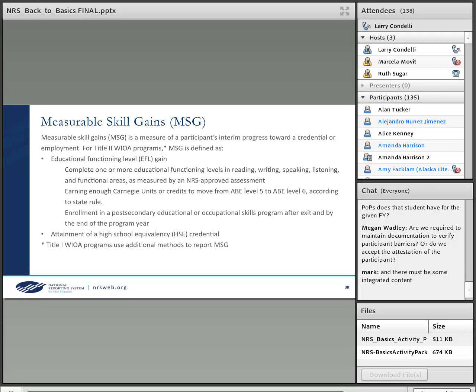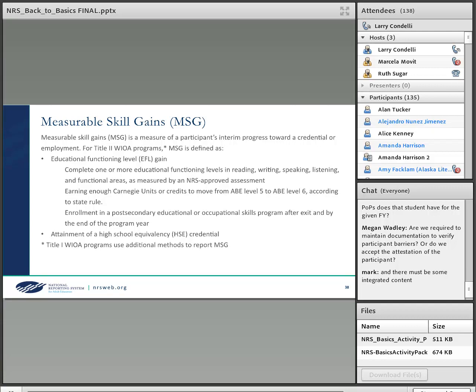So of course, the one that people know the most and are focused on a lot is measurable skill gain. Measurable skill gain, as you probably know, is our measure to determine whether a participant is making progress as they move through their adult ed career of obtaining basic skills and workplace skills to ultimately get improved employment and credential. So there's really two ways to do this, and within one way there's three different methods for doing it.